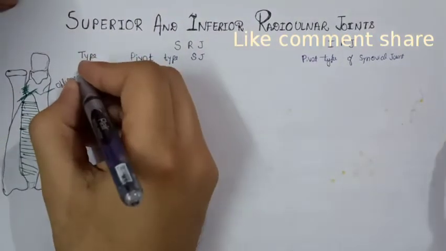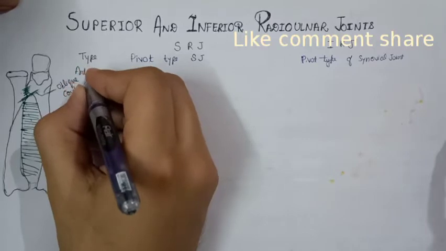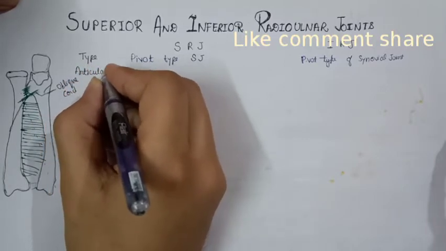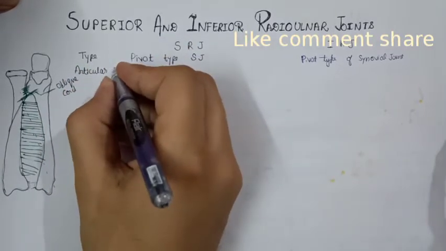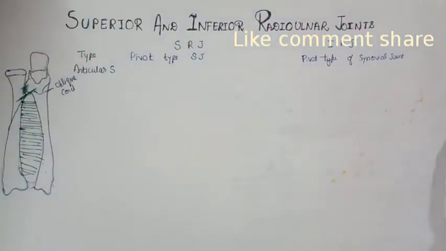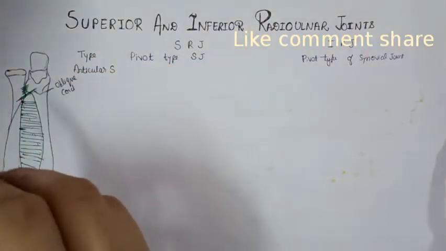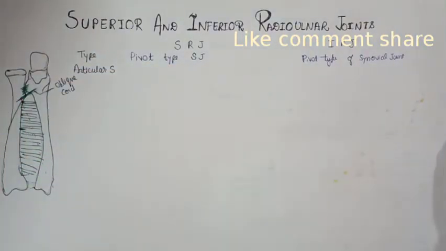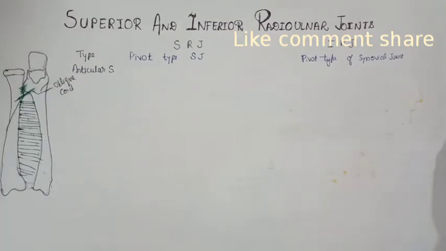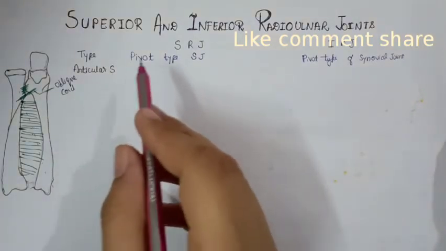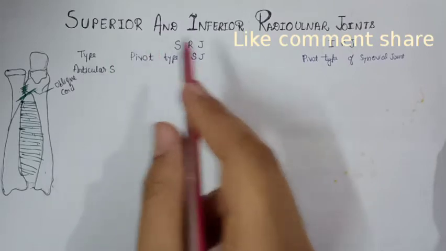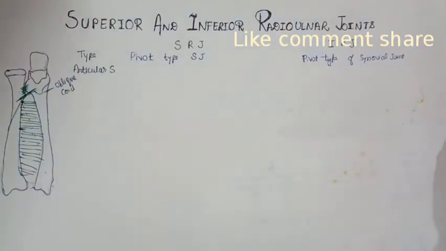Next part is the articular surfaces. What are the articular surfaces for the superior radioulnar joint and inferior radioulnar joint? We'll see now. If you know the properties of both the bones, the articular surface is quite simple. But before proceeding with the articular surfaces of the superior radioulnar joint, let's draw a diagram.